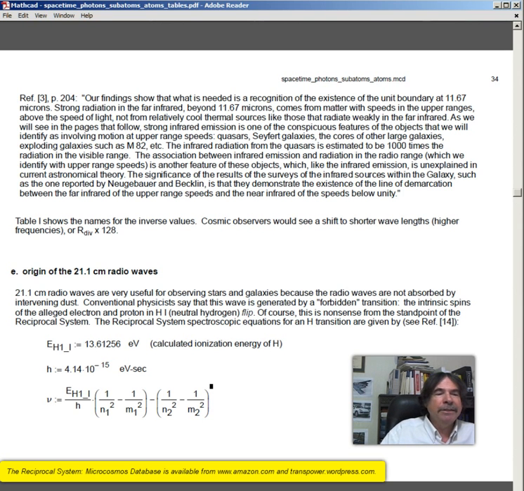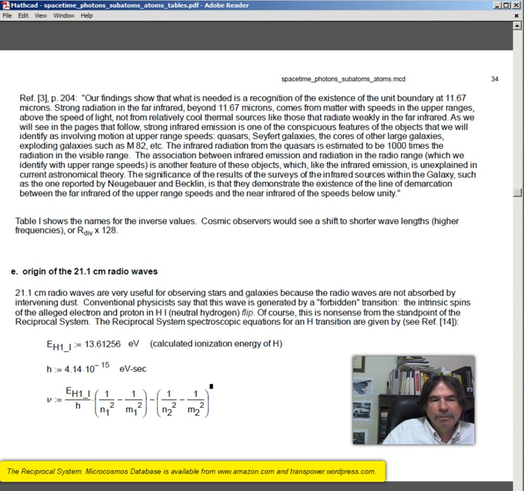The intrinsic spins of the alleged electron and proton in H1, neutral hydrogen, flip. Of course, this is nonsense from the standpoint of the reciprocal system. The reciprocal system spectroscopic equations for an H transition are given by, and please see reference 14, E sub H1 I equals 13.61256 electron volts. That's the calculated ionization energy of hydrogen.